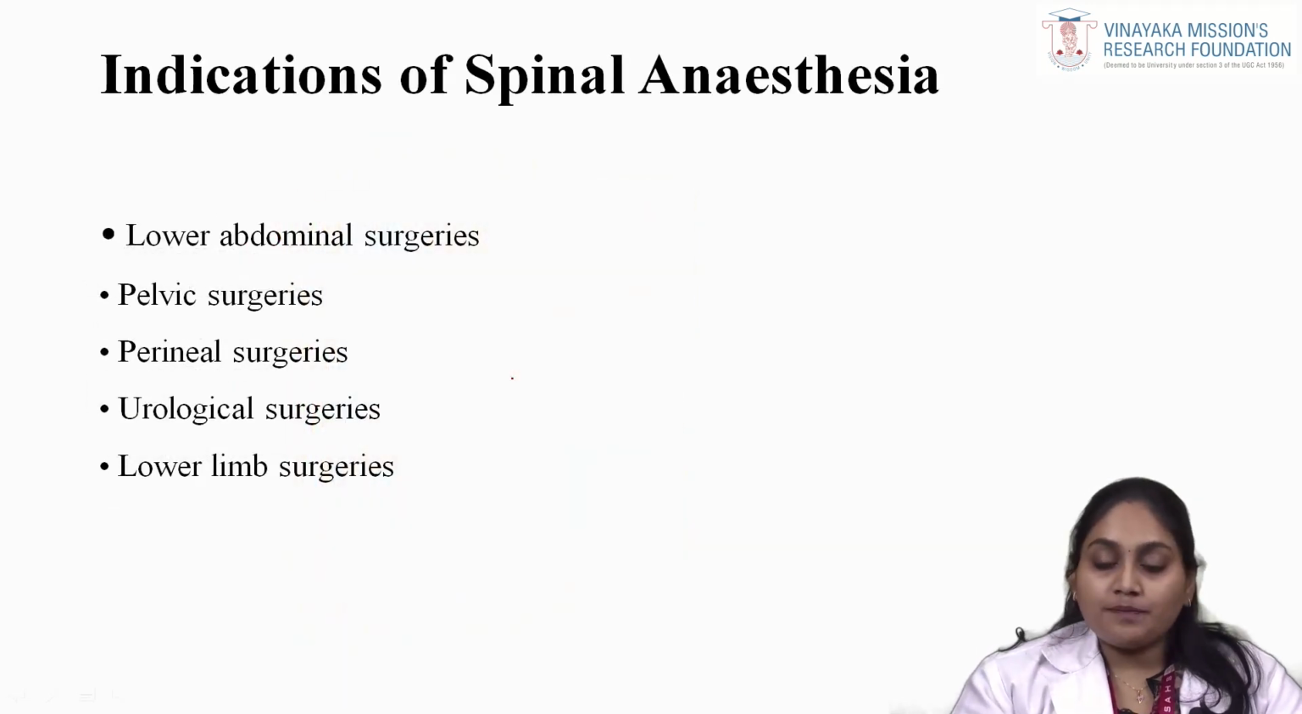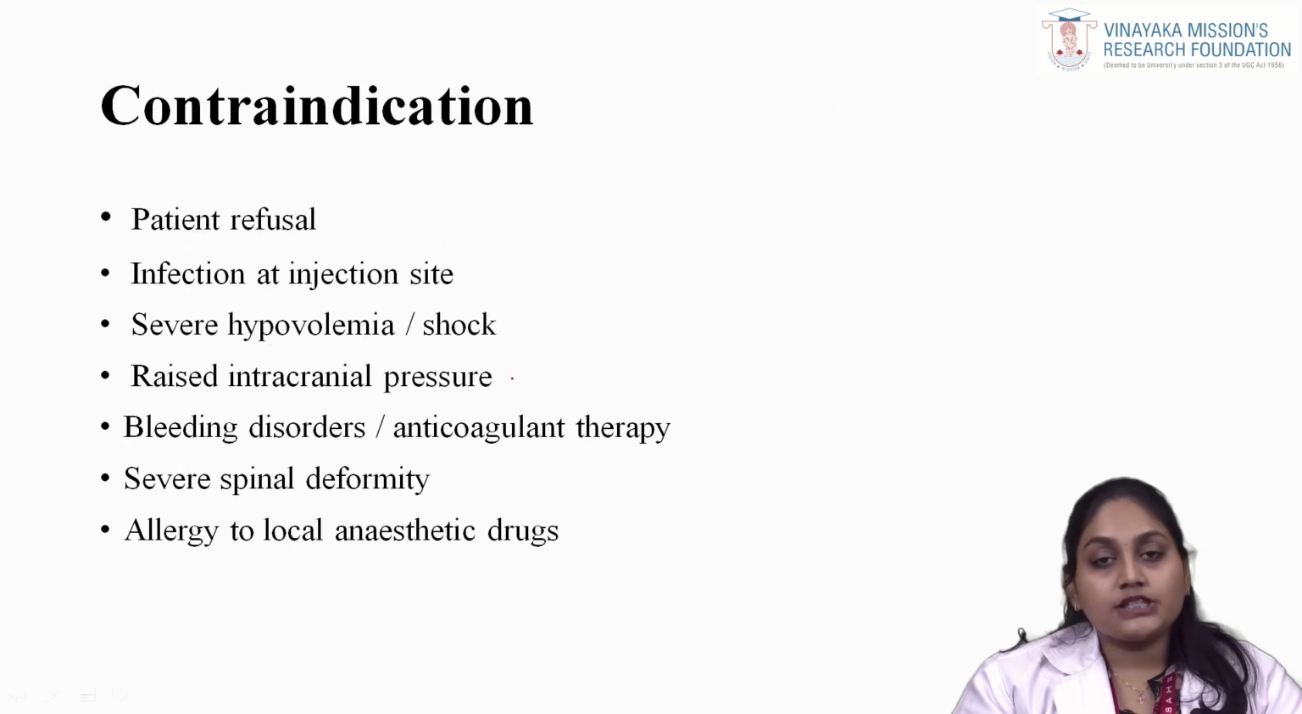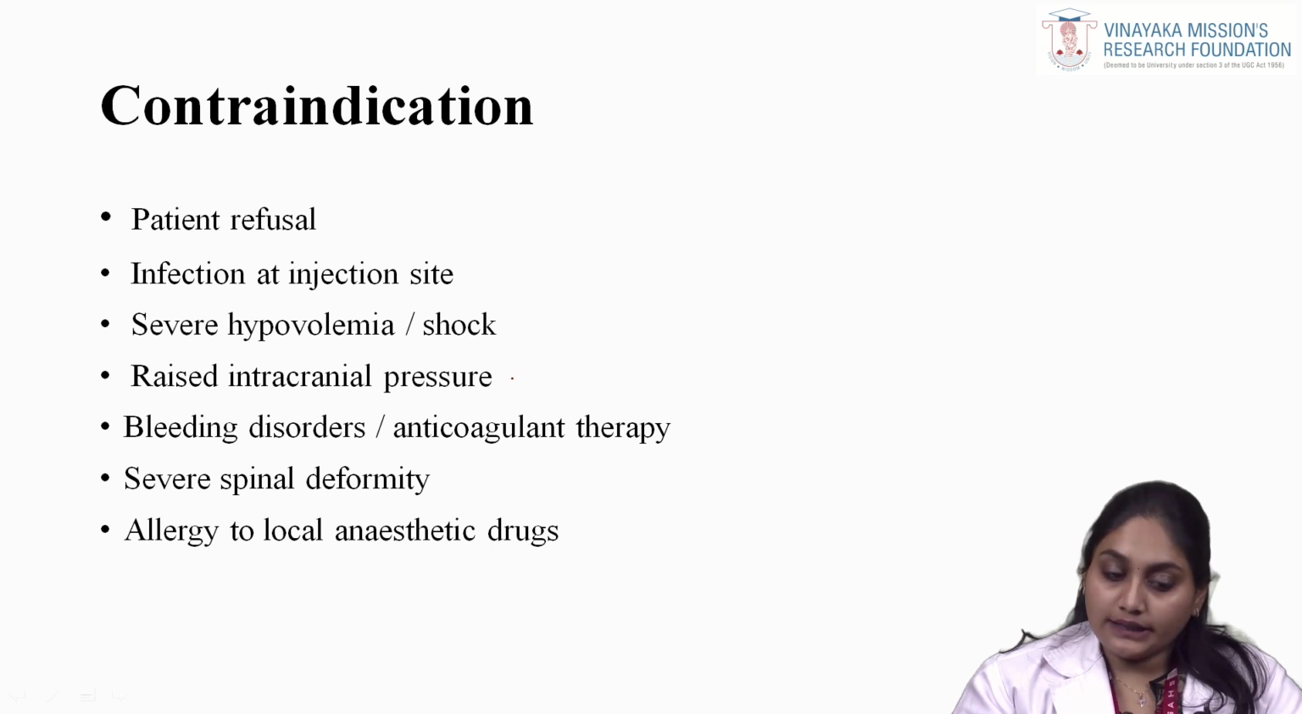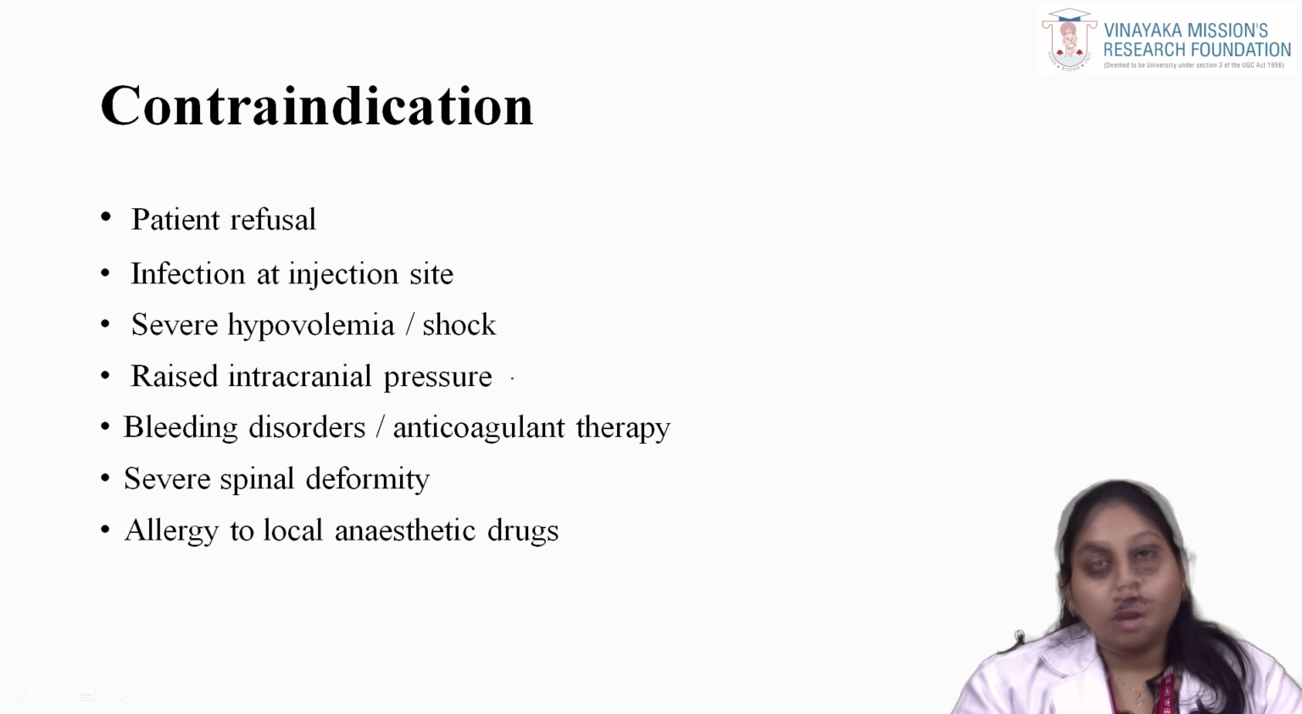Next, the indications of spinal anesthesia: lower abdominal surgery, pelvic surgery, perineal surgery, urological surgeries and lower limb surgeries. Contraindications: patient refusal, infection at the site, severe hypovolemia or shock, raised intracranial pressure, bleeding disorder or patient under anticoagulant therapy, severe spine deformity or allergy to local anesthetic.